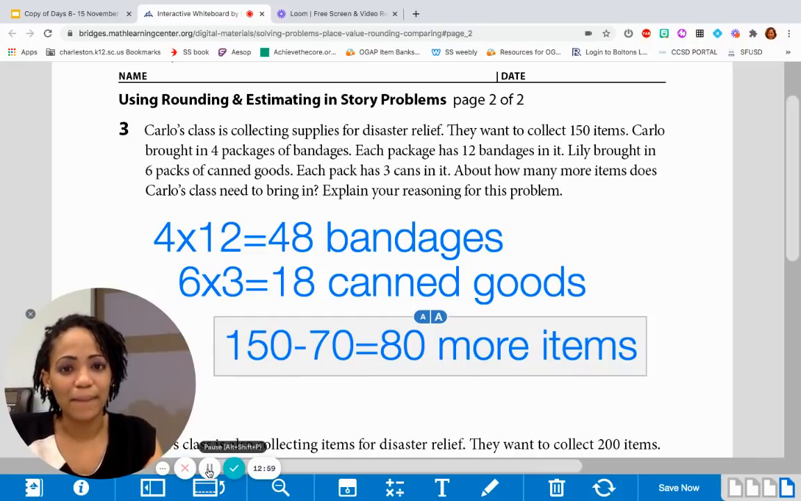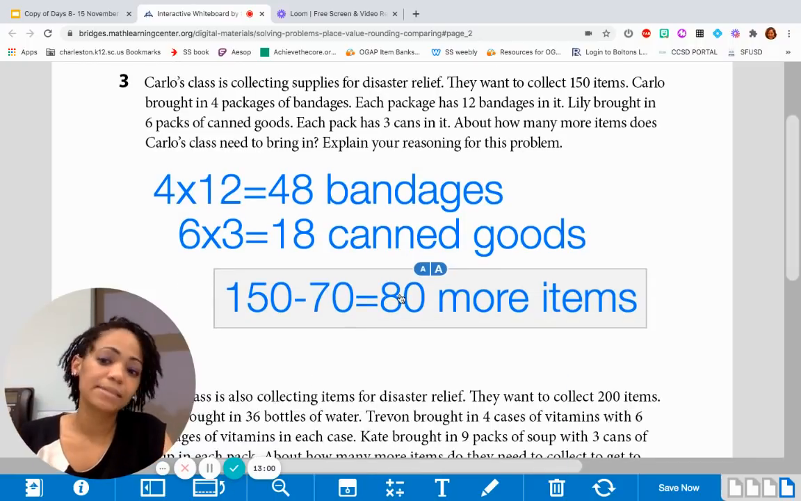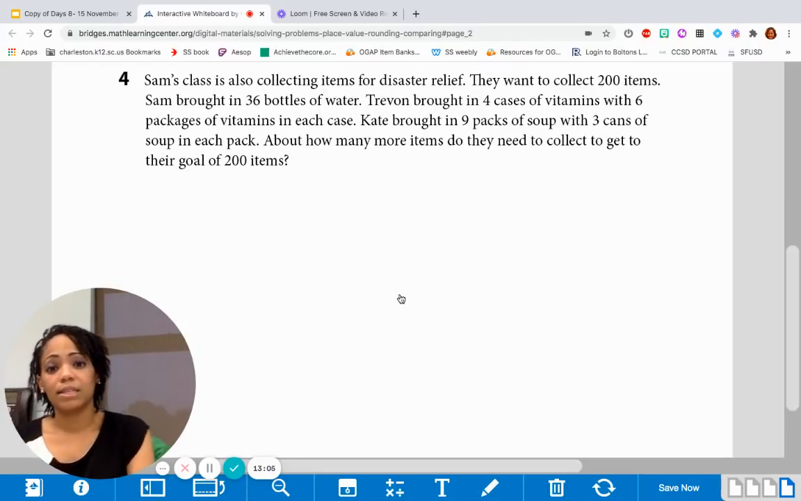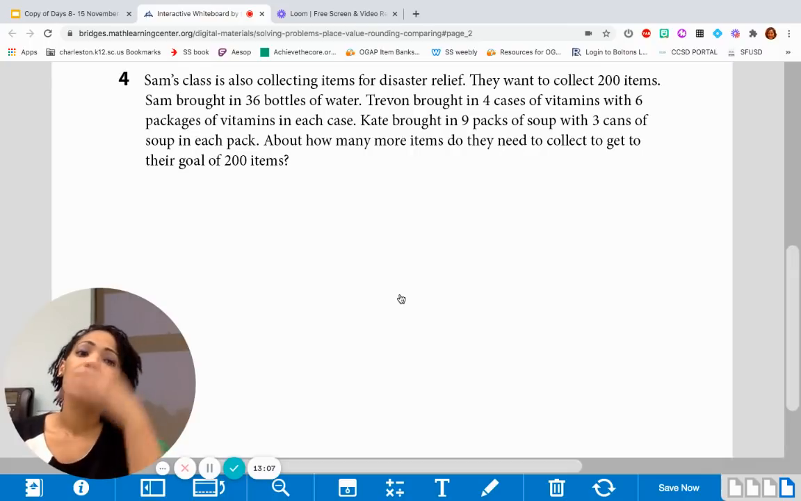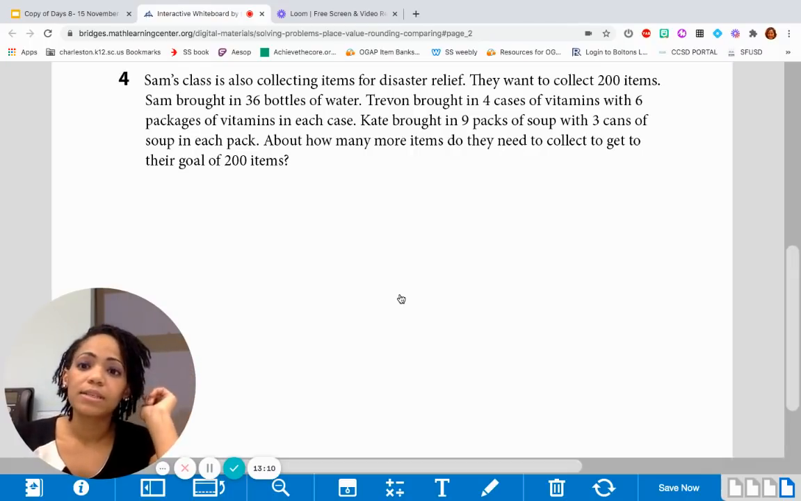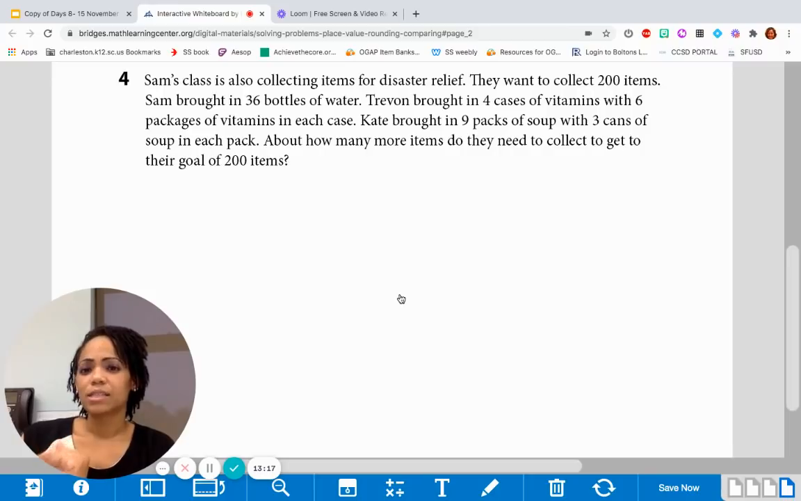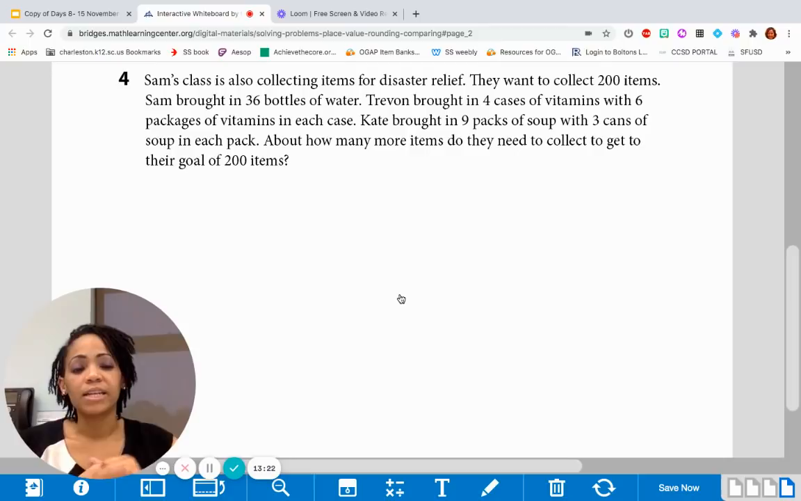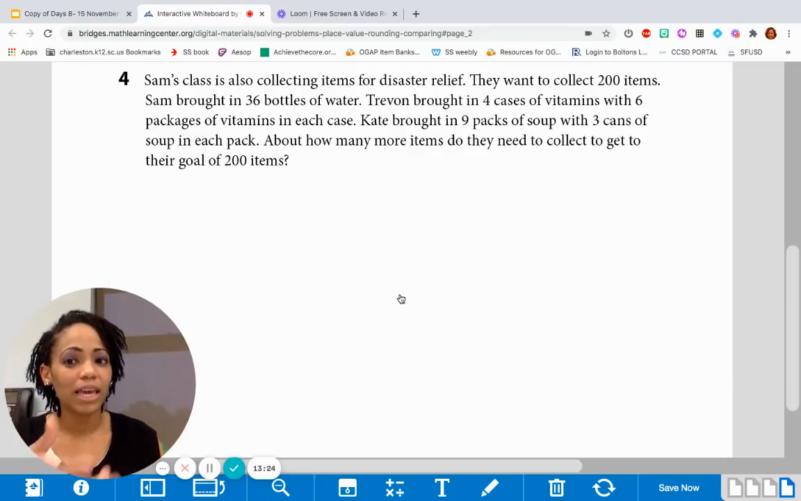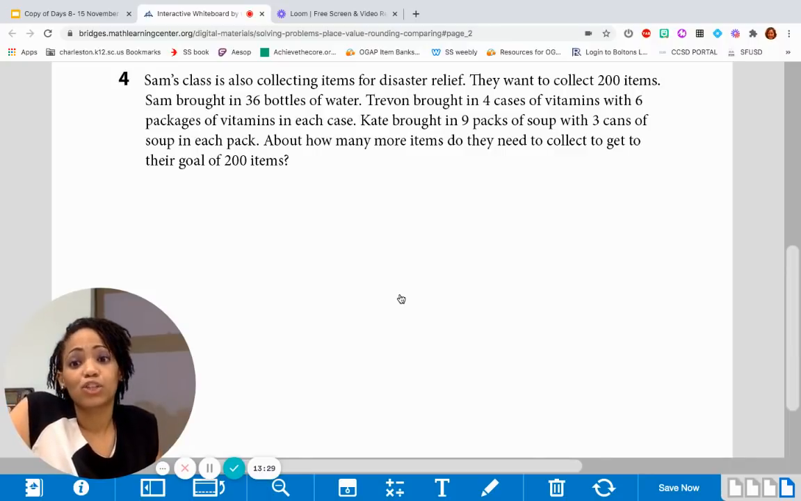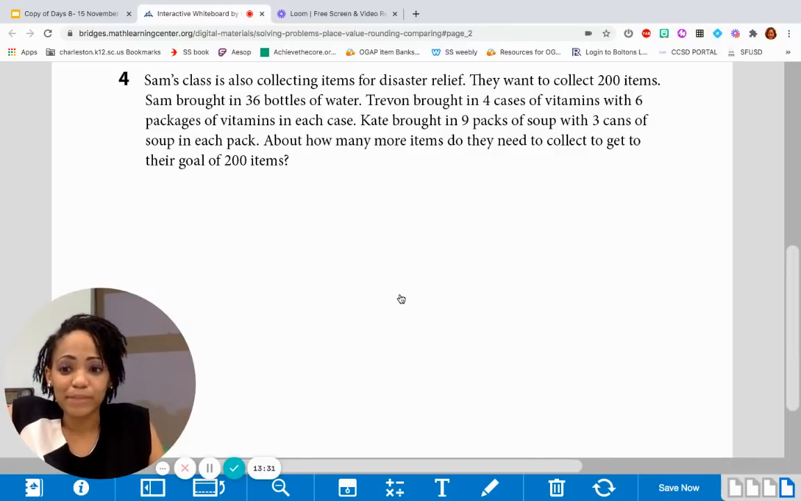All right. Now we have our last problem for today. Sam's class is also collecting items for disaster relief. They want to collect 200 items. Sam brought in 36 bottles of water. Trayvon brought in 4 cases of vitamins with 6 packages of vitamins in each case. Kate brought in 9 packs of soup with 3 cans of soup in each pack. About how many more items do they need to collect to get their goal of 200 items?